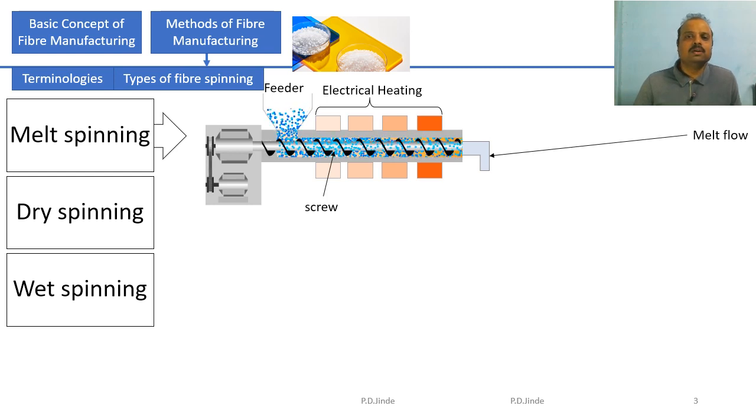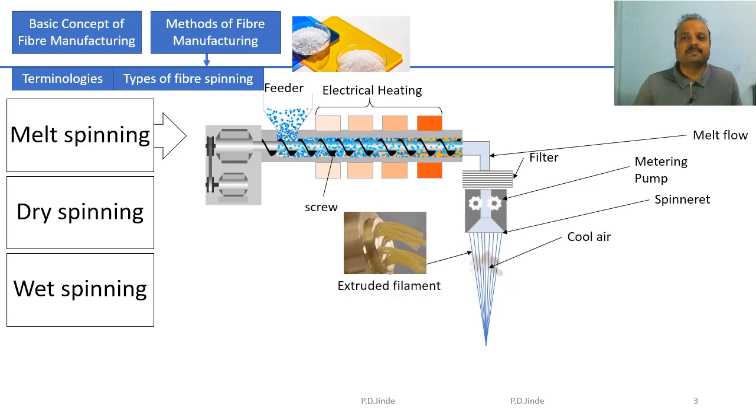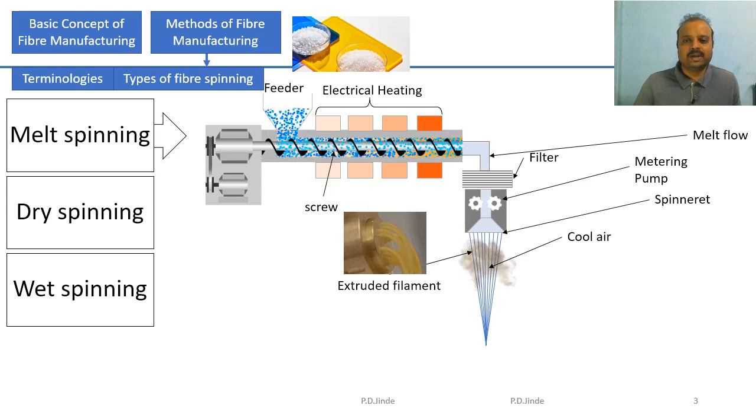The filtered molten liquid needs to be fed to a spinneret at a constant rate. Hence, metering pumps come into the picture. The rate of flow of melt is decided by the speed of the metering pump. The higher the metering speed, the higher the flow rate of the melt into the spinneret.